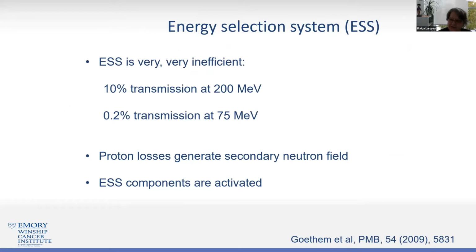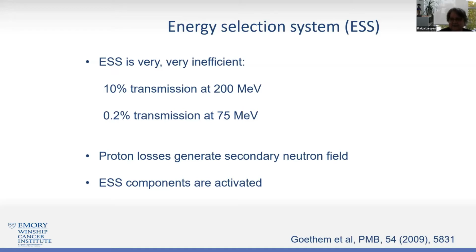However, unfortunately, the energy selection system is very, very inefficient. It's really quite surprisingly inefficient. So if you go from 250 to 200 MeV, the transmission through the system is only 10%. And it drops further the more you need to reduce your energy. So if you go from 250 to 75 MeV, the transmission efficiency is only 0.2%. So that's 1 of every 500 protons that go into the ESS will make it out, which means 499 are lost in the system.